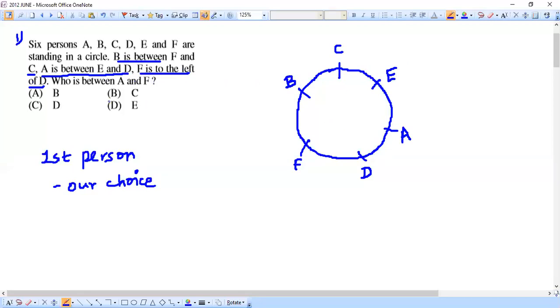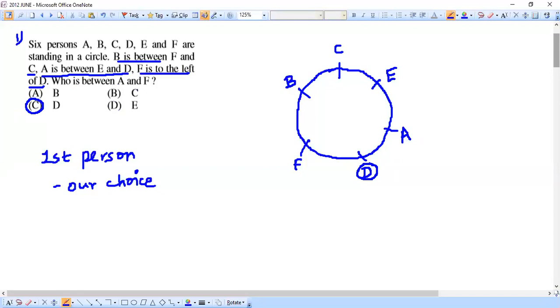Now it will be very easy for us to get the answer to this question. The question asks who is between A and F. Between A and F, we have only one person, who is D, and D is the answer. So which option matches with D? Option C says D. So option C is going to be the correct answer for this question.